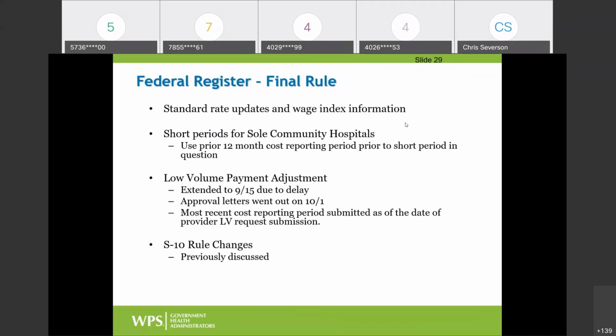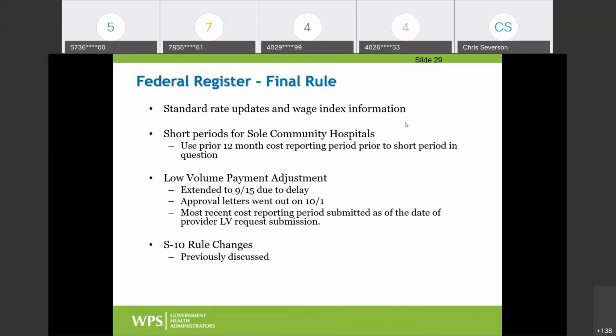So one small item that popped up was with Sole Community Hospitals. This only impacts those hospitals that are eligible for Sole Community Hospital status based on their patient utilization, how that compares to another hospital. So CMS clarified in this case, if you have a short period, that's the one you're normally using for your qualification, then we should be using the prior 12-month cost reporting period right before that short period, and that's the one we'll use for that data.